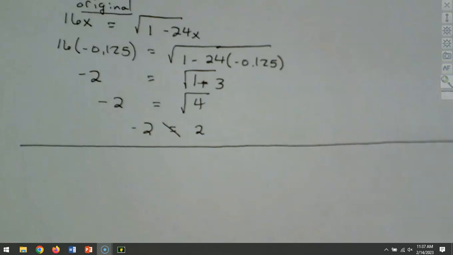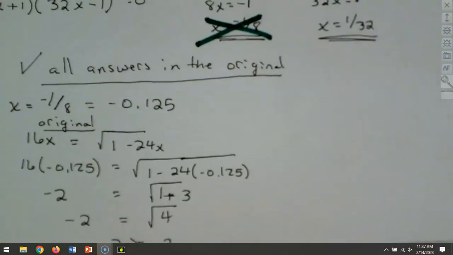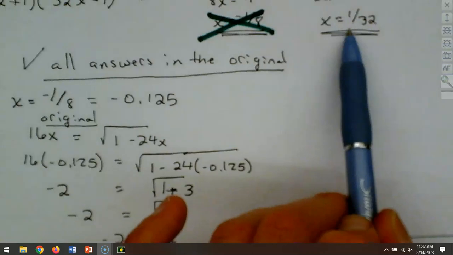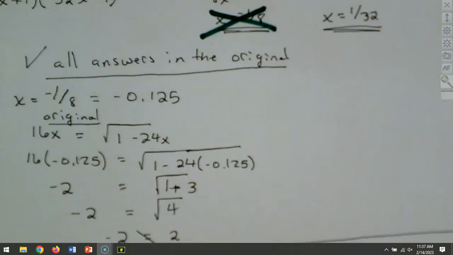So you're going to have to check the other one, but it probably will work. Okay, you've got 2 solutions, and this one probably will work, but I want you to check it and make sure. So plug it in, check and see if it works or not. So that's for you to finish.